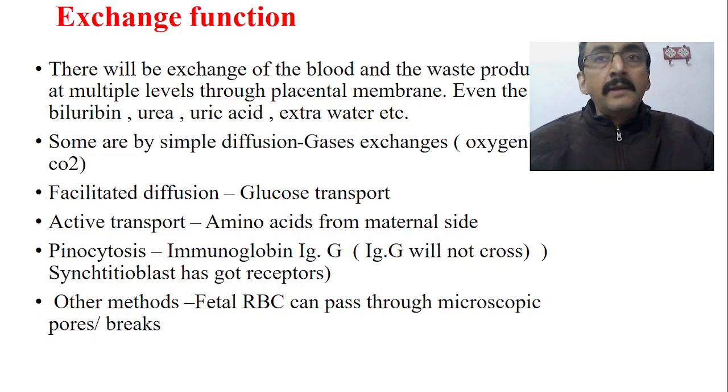If there is a need to transport glucose, then there will be facilitated diffusion. The glucose from the mother's side will cross to the baby's side, but insulin from the mother will not cross to the fetal side. That's the reason a diabetic mother will give more and more glucose to the baby, but she will not give the insulin. The baby has to produce its own insulin to metabolize that.